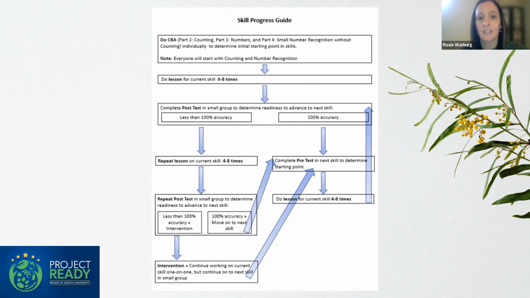But we also have this skill progress guide here to help you progress through the series of skills. So starting at the top, doing the CBA, then it tells you to do that lesson for the current skill 4 to 8 times. Then you move on to the post-test. If your students demonstrate less than 100% accuracy, you're going to move down the left side of the skill progress guide. If they demonstrate 100% accuracy, you're going to move down the right side. As we flow through these lessons, we can refer back to the skill progress guide to help us make our decisions about where to go next. What do our students need here?